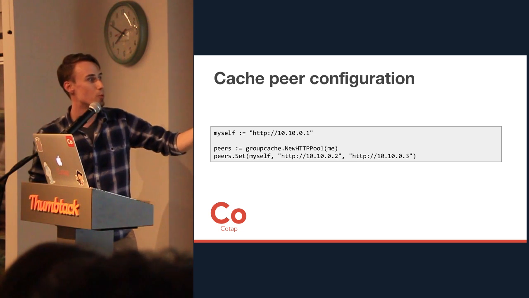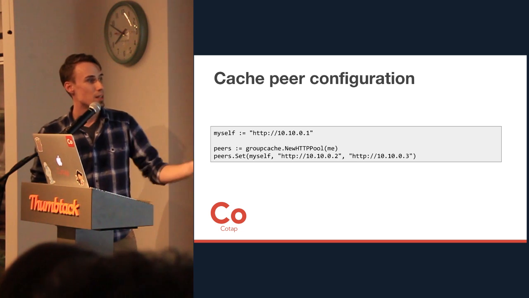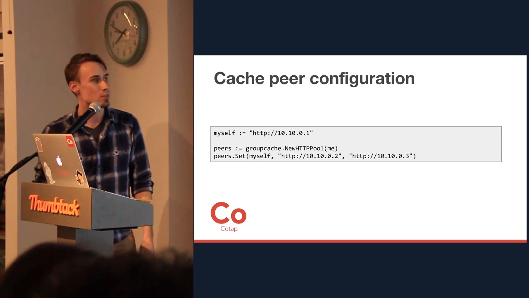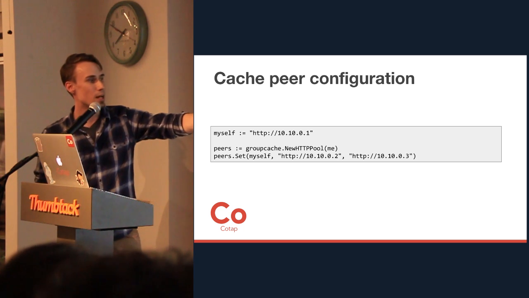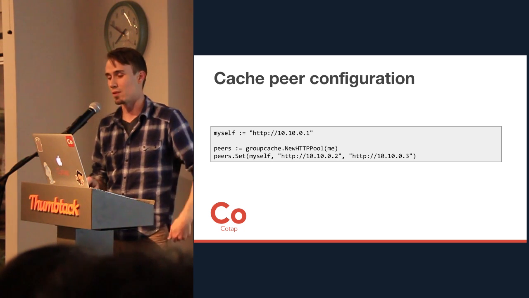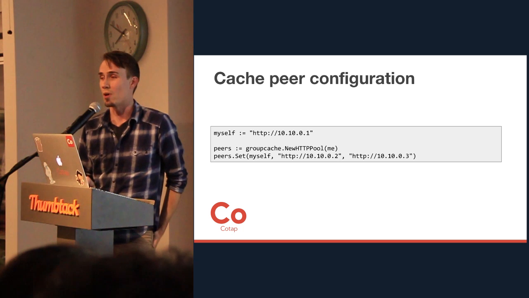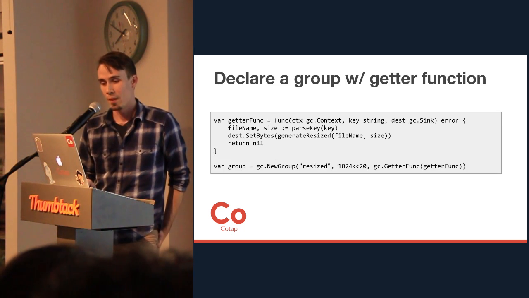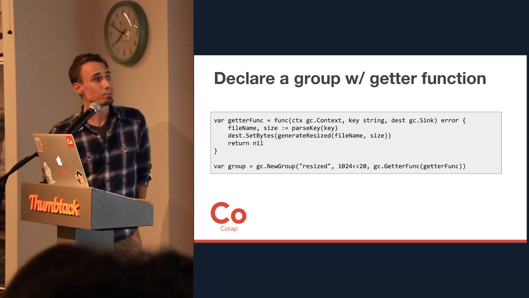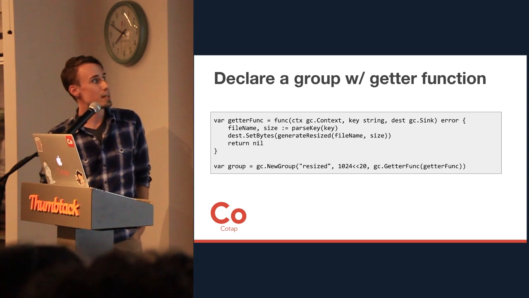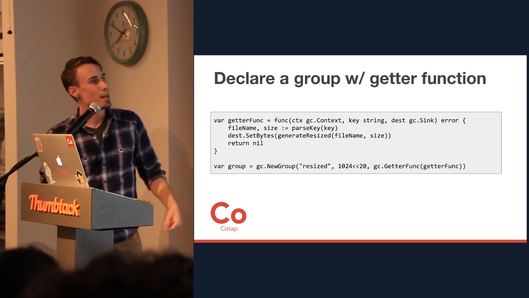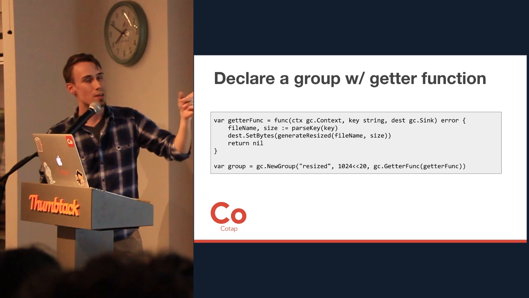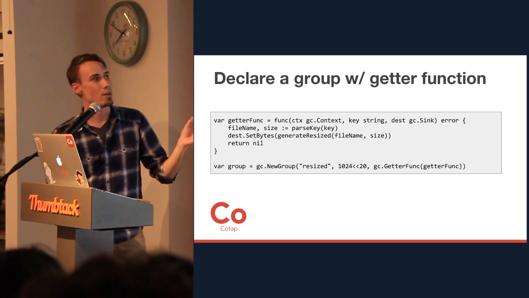You can set up the pool just by passing in the node addresses for your own local node and the others, so you have a consistent set of peers to calculate your consistent hash ring off of. And then here's where the magic happens. So you define what's called a getter function. There's an arbitrary context struct that you can pass in.